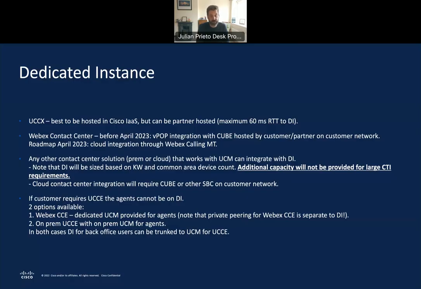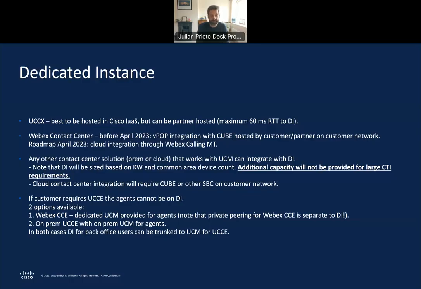Otherwise, any other contact center solution, on-premise or cloud, that works with UCM can integrate with DI. Now, there are some considerations here. The first one is that DI will be sized based on the knowledge worker and common area device count. You should be very aware that for large contact center requirements, in particular where there are large CTI requirements, additional capacity will not be provided for dedicated instance to cater for that. So again, it's really important to understand the requirements and the design that is required.